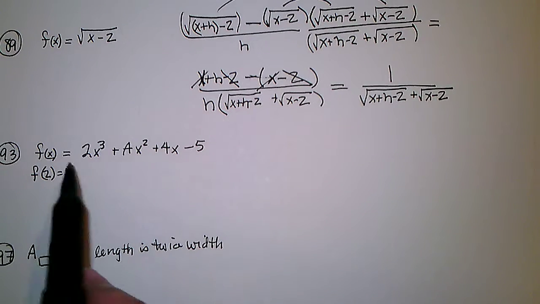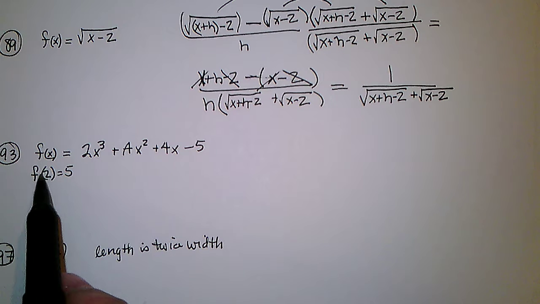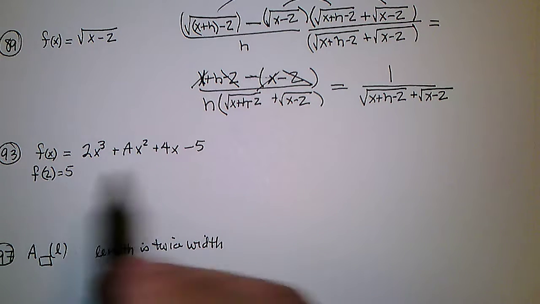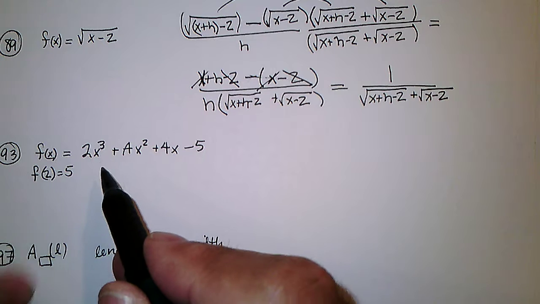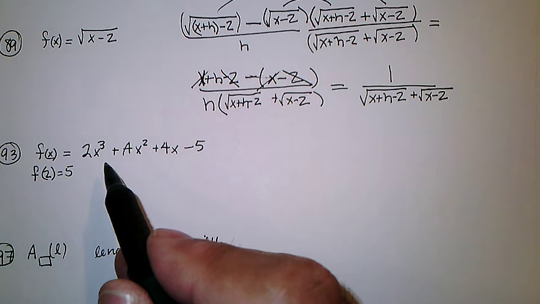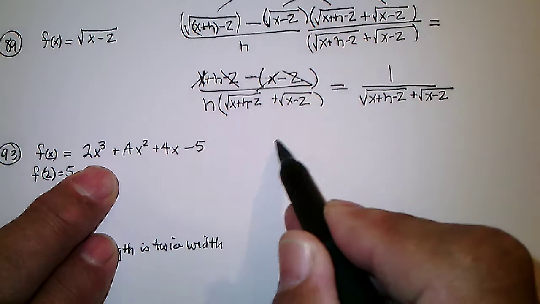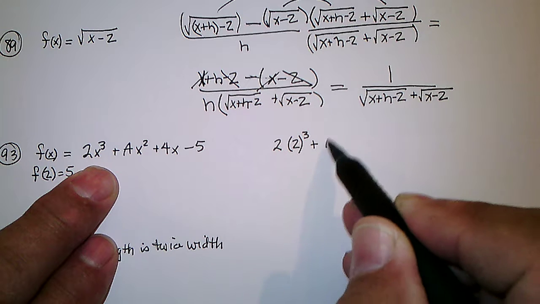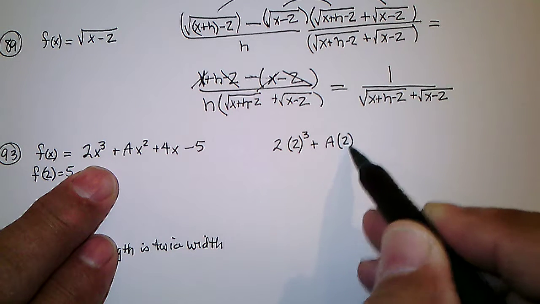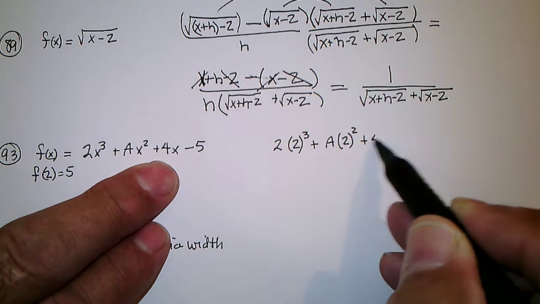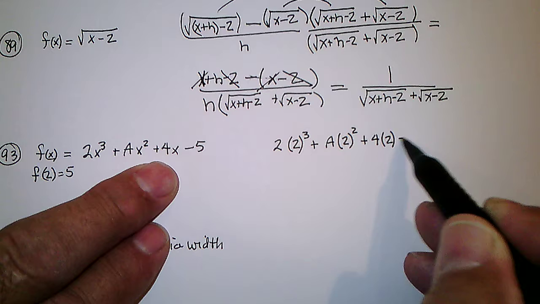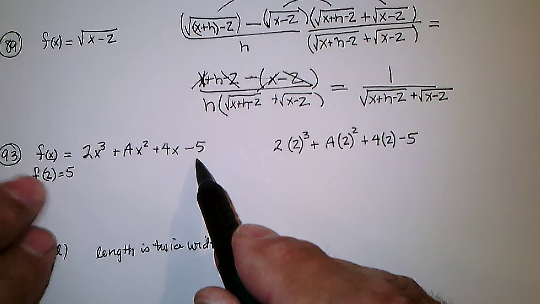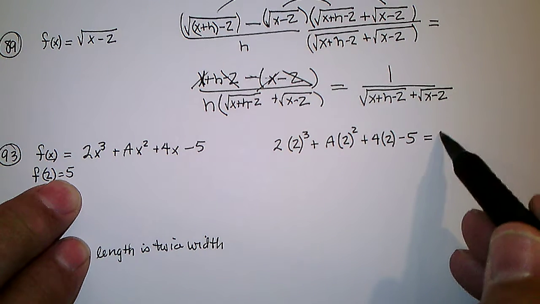93. Okay, it says figure out what a is. But they tell you if you use 2 for the x, you should get 5. All right, let's use 2 for the x. So we're going to have 2 times 2 to the third plus a times 2 squared plus 4 times 2 minus 5. And it's supposed to come out to equal, when you put 2 into the function, you're supposed to get 5.